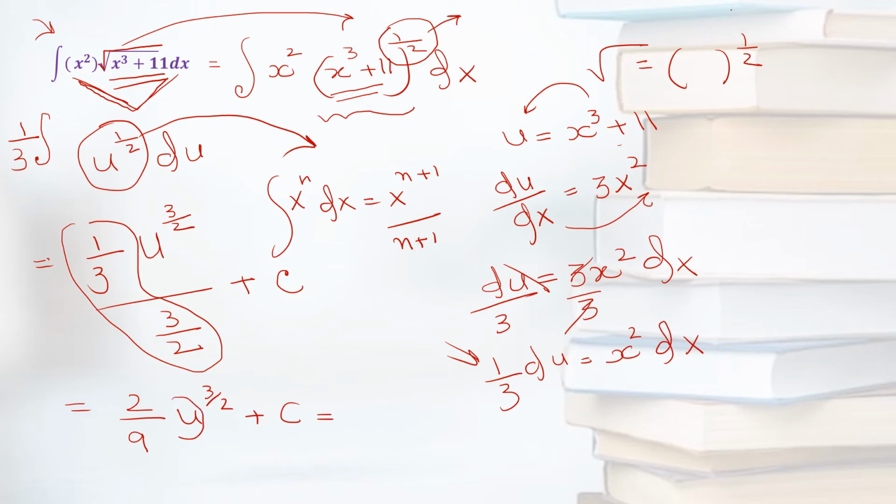Now replace u by x cubed plus 11, which you supposed in the beginning. So 2 by 9, in place of u, you write x cubed plus 11, and just write down the power as it is, plus c. So this is the way we can do the u substitution method. Let's have a look at one more example.